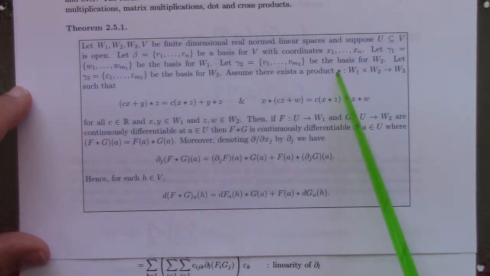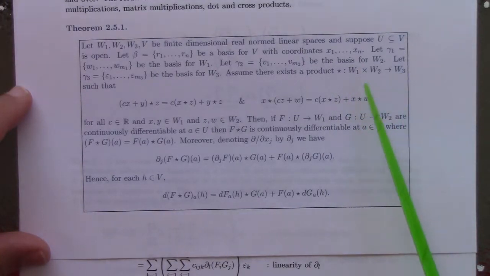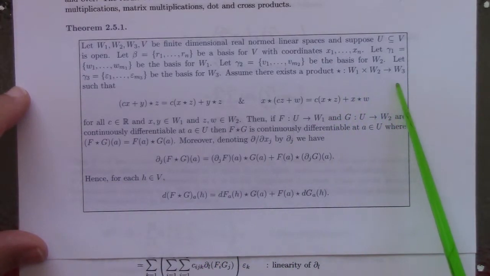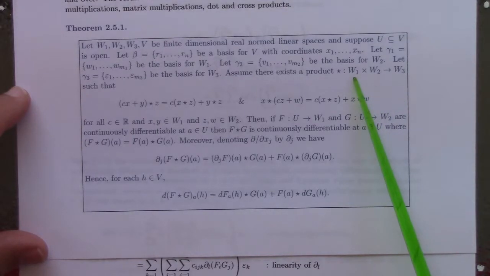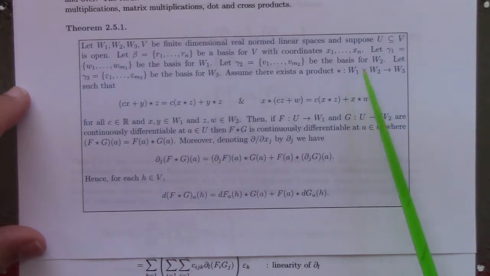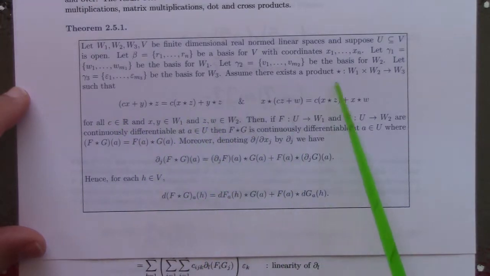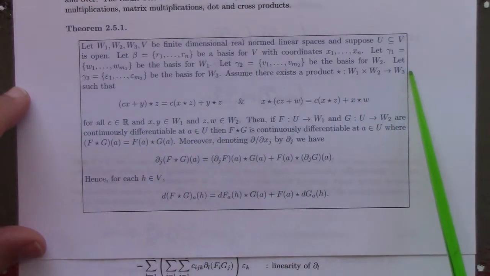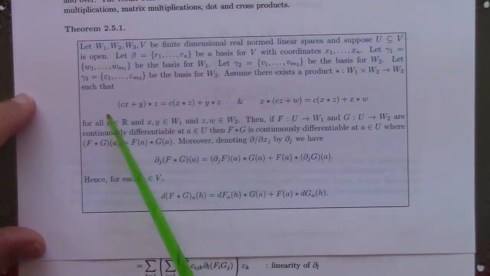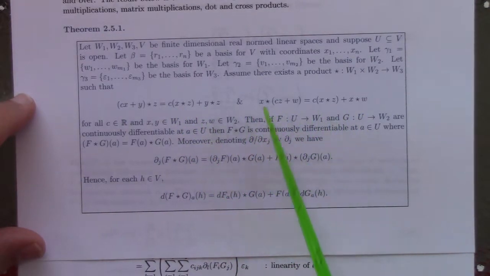I'm going to assume that there's a product, star, that goes from W1 cross W2 to W3. For those of you who are students of abstract algebra, this is not a binary operation necessarily, because I'm not saying that W1, W2, and W3 are the same space. I mean, these can be totally different normed linear spaces. And yet, there's some way of combining things from W1 and W2 to get things in W3. And not only that, it's got this linearity. So I can pull constants out of either the first or the second slot, and I've got this additivity.